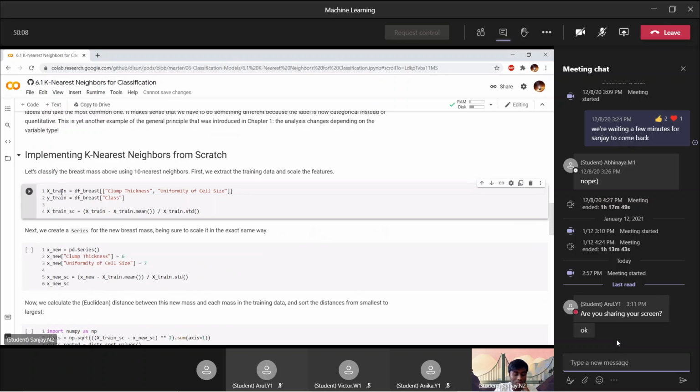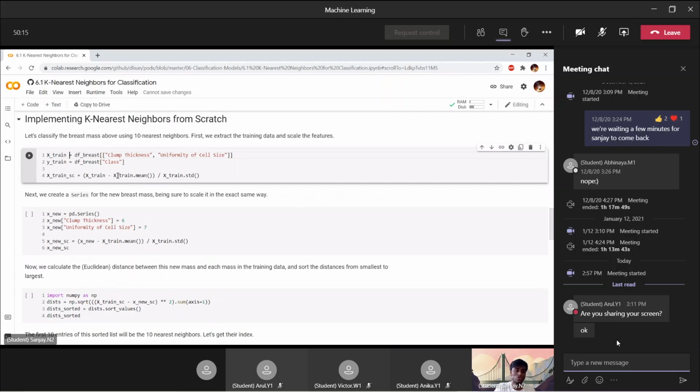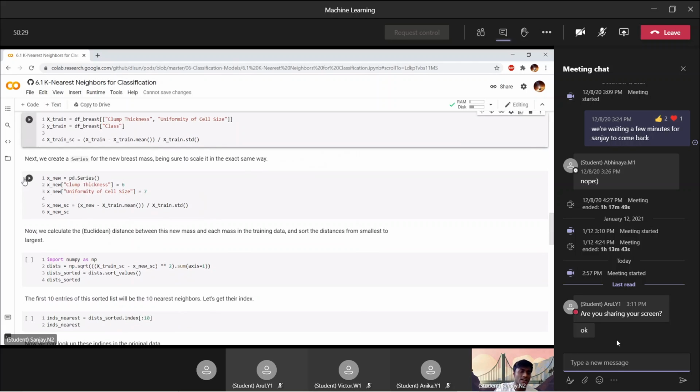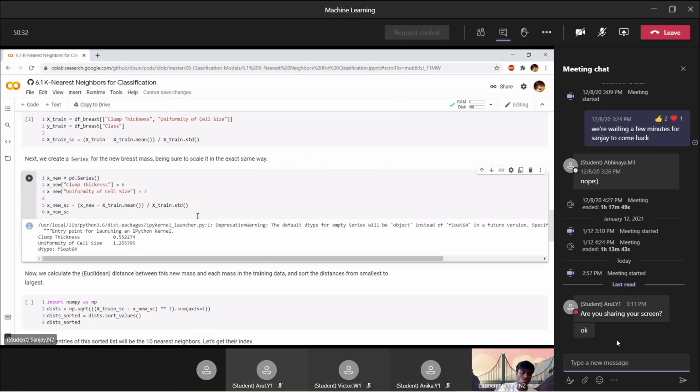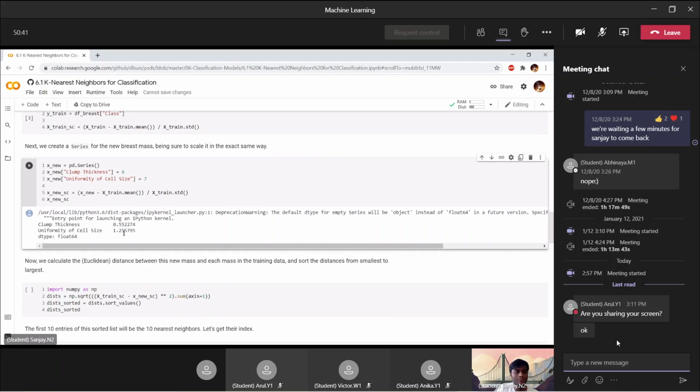We're going to create the training data for the features and then the dependent variable with the training data for that. And then we're going to normalize the different features by taking the individual values, subtracting the mean, and then dividing by the standard deviation. This is a standard way of normalizing data. Now let's create a series, which is something we talked about earlier, for the new breast mass, and we'll scale it in the exact same way we scaled the training data set.